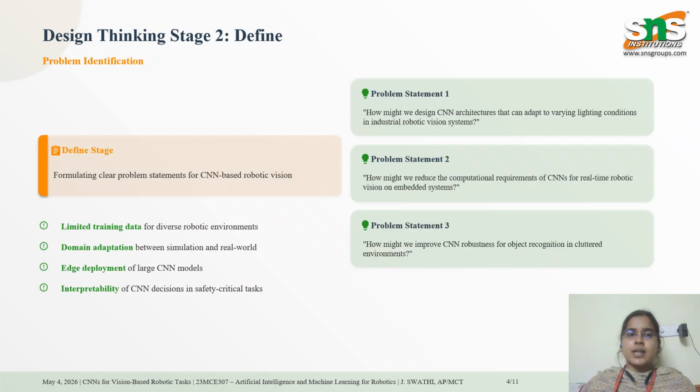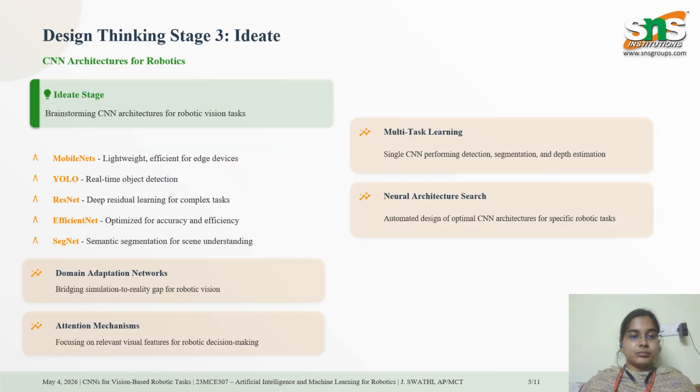Problem identification is formulating clear problem statements for CNN-based robot vision. First, how might we design a CNN architecture that can adapt to varying light conditions in industrial robot vision systems? Second, how might we reduce the computational requirements of CNN for real-time robotic vision on embedded systems? Third, how might we improve CNN robustness for object recognition in cluttered environments? So there are different questions in the implementation.